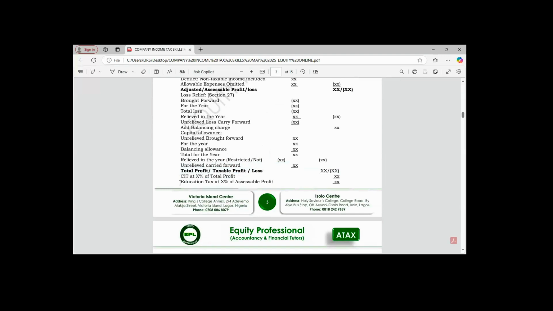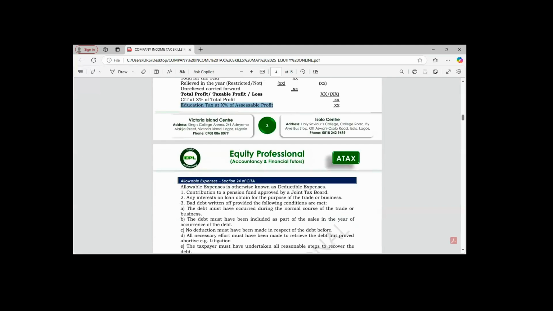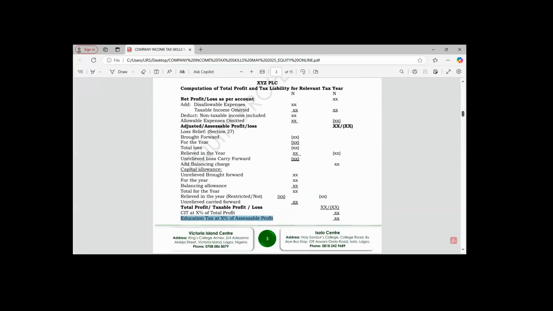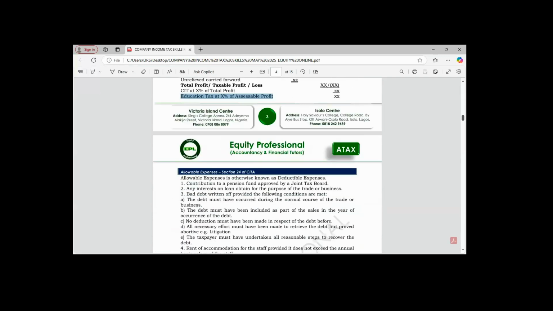You also calculate what is called tertiary education tax. You have a tertiary education tax at a percentage, which can either be 2%, 2.5%, or 3%, depending on the year of assessment, which I told you they are going to give you at the back of your question paper. So the examiner will give you that rate. So take note of that. So after getting this tax liability, we need to know what those items are, each of these items one after the other.